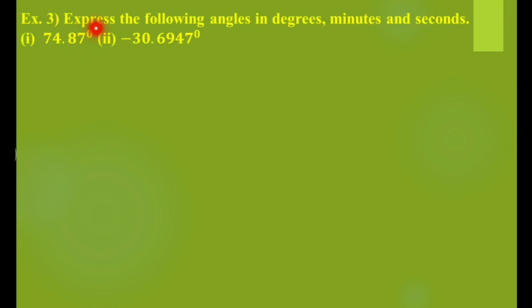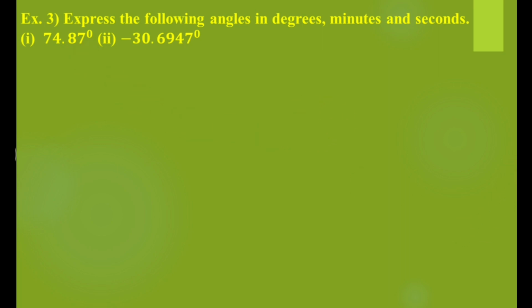Now today we discuss some examples related to degree, minute, second. So see question number 3. Express the following angles in degrees, minutes and seconds. So number 1, we have to convert 74.87 degree into degree, minute and second form.